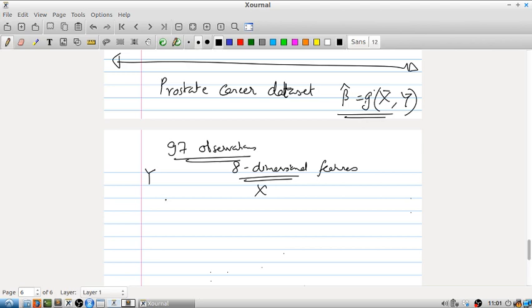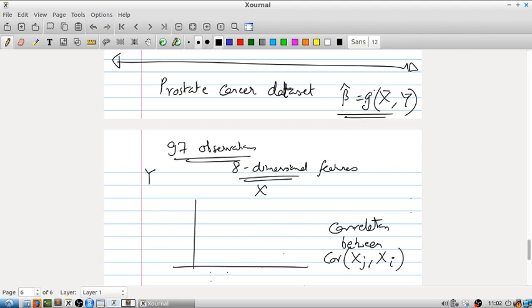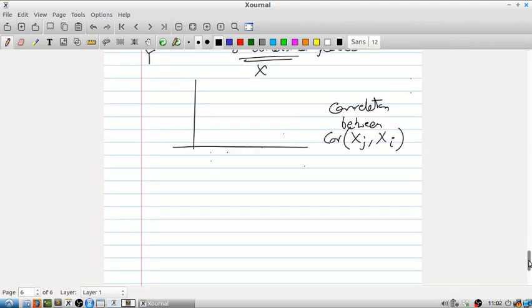The first thing they do in the example I've written in the notes is look at the correlation between capital X subscript J and capital X subscript I. Capital X represents the jth coordinate of the input variable, so we are just asking for the correlation between these two coordinates. Does everybody know how to compute correlation from given data? Who doesn't know what correlation is? It's okay, let's discuss it. So everybody is fine with correlation?